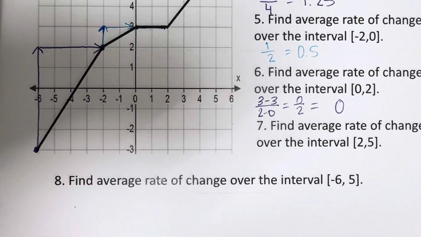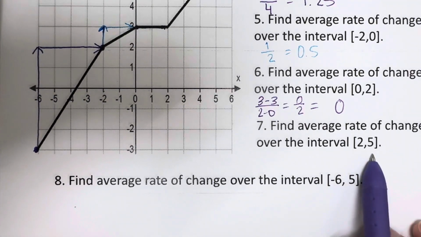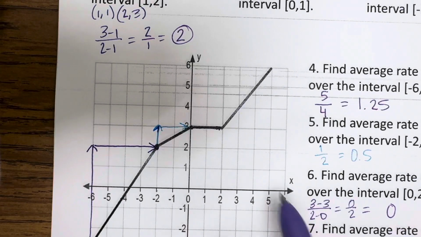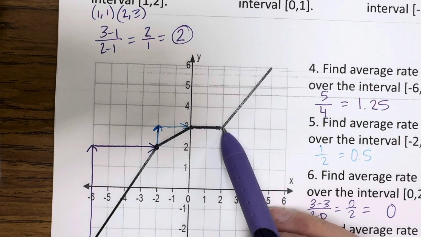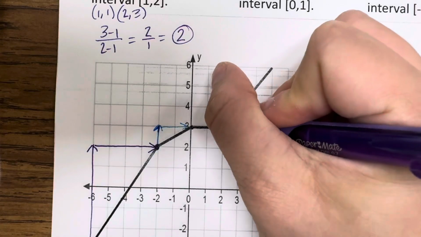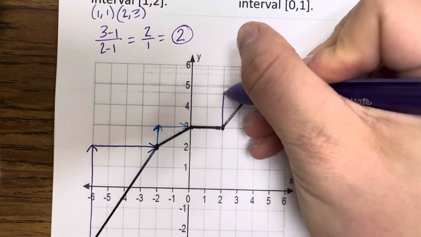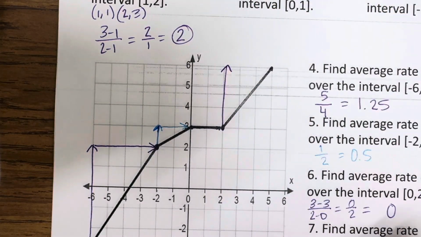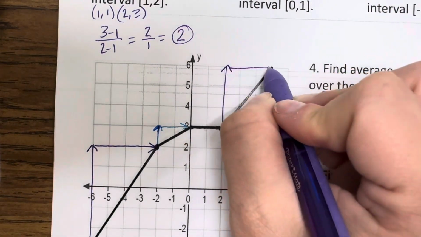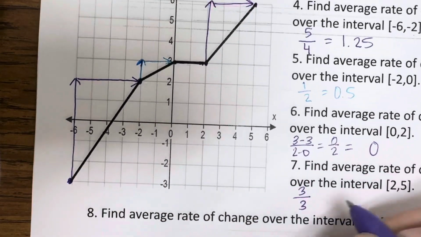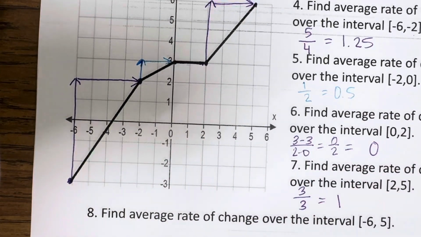Okay, and then the last one, rate of change over 2 to 5. 2 was at 3, and 5 is at 6. So if you do rise over run, that would be up 3 and over 3, which is 1.